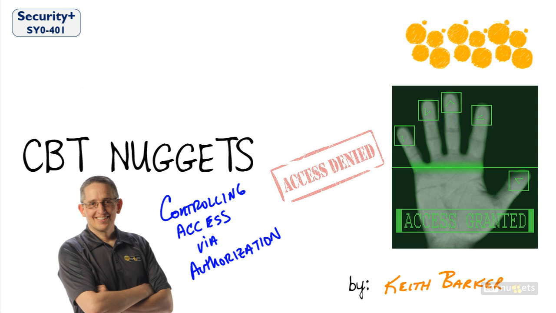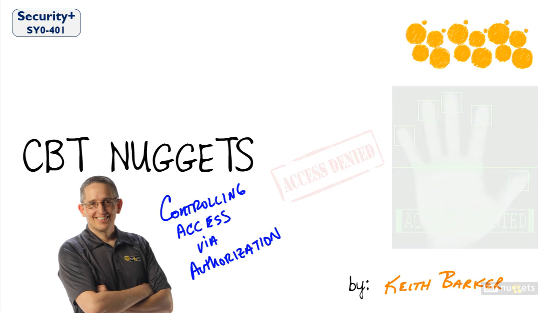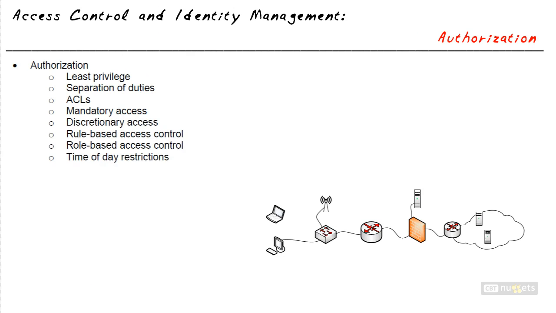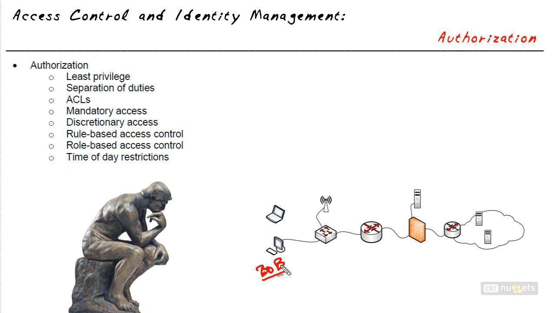Controlling access via authorization. Let's jump in. The question we're focusing on in this video is, once Bob has successfully authenticated, which is what we covered in the previous video, now how do we control what he gets access to?